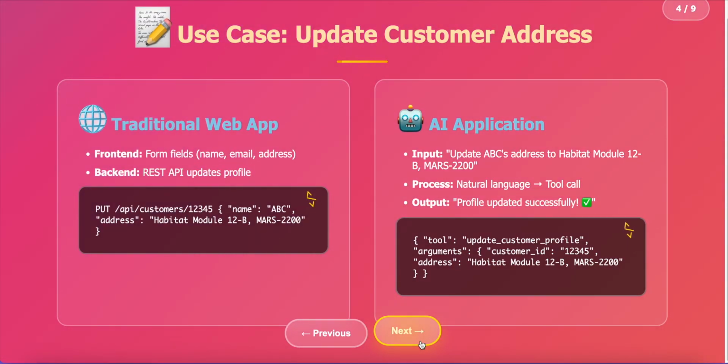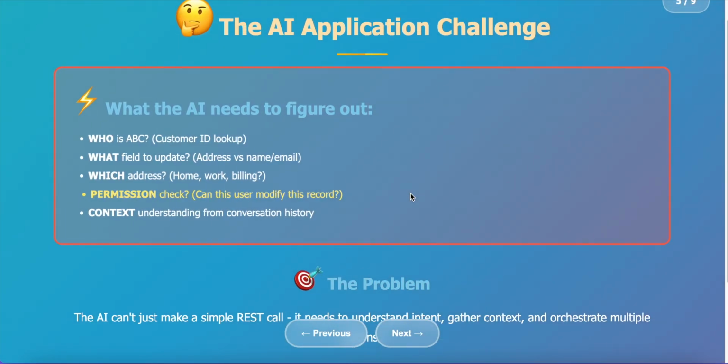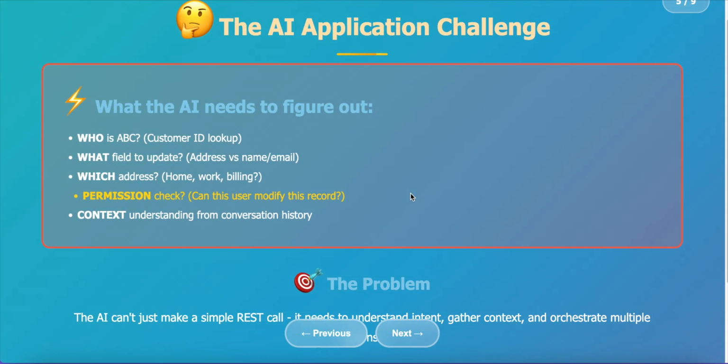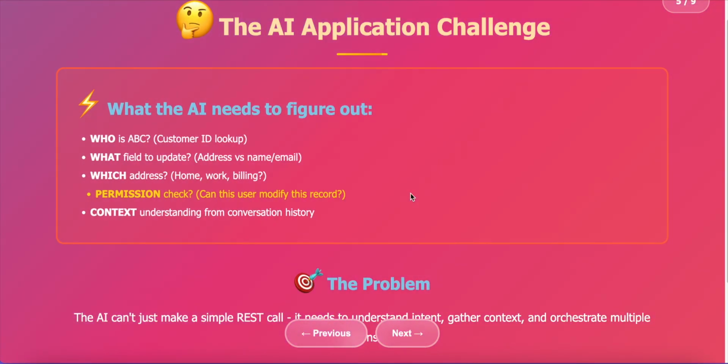So what it does, like an AI application, it takes your natural language as an input, and then it processes it, and then it must be making a call to the tool, and it will say to you, thank you, your address is updated. Right? This is how it works. But there are challenges in this kind of AI application. First thing, it needs to figure out a lot of things. Who is ABC?